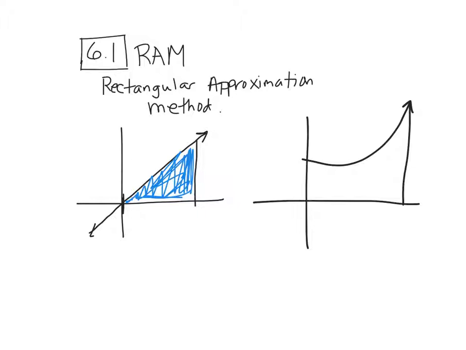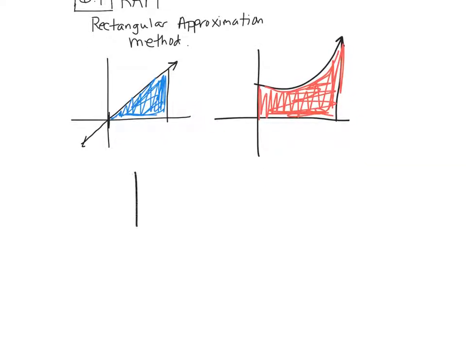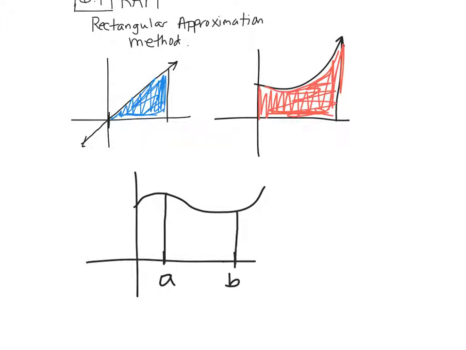The problem happens, though, when you want to find the area under something like this. Let's say we want to find the area between these 2 points on the x-axis, the area under this curve. Well, how do you do that? It's really hard to do. What we're going to do is take an approximation. Let's say we have some kind of a curve that goes like this, and we want to find the area under the curve from A to B.